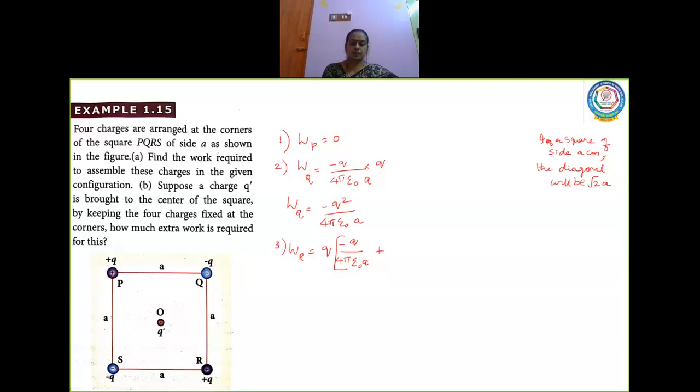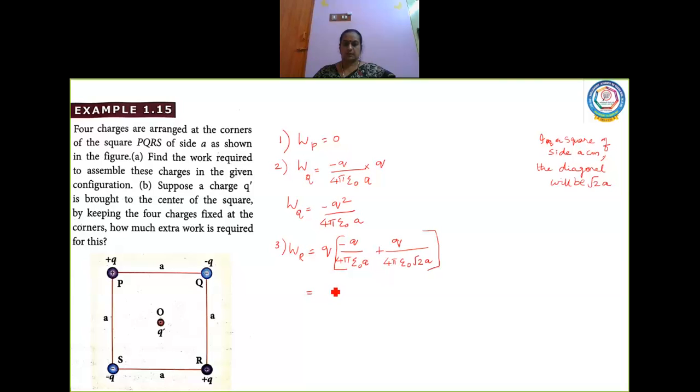Okay. So now if I want to calculate the potential due to plus q at P, the potential should be, of course, q by 4 pi epsilon naught. What should be the distance? The distance between the diagonal PR. So what should be the distance? I will write here, q, that is the charge at P, is q by 4 pi epsilon naught. What is the distance now? It is root 2 a. Is it clear?